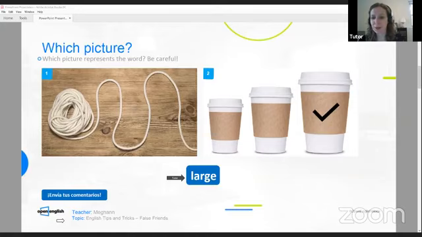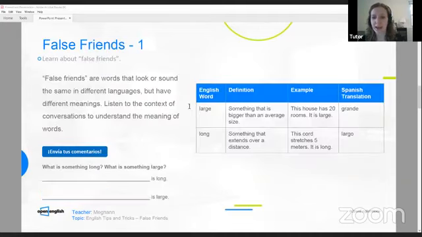Okay, we can review together. I see some responses coming in here. Let's review. Okay, we are looking at a false friend here. So the English word large does not represent the Spanish word largo. They are different. So what is a false friend? False friends are words that look or sound the same in different languages, but they have different meanings. So we have to listen very carefully to the context of conversations to understand the meaning of words.